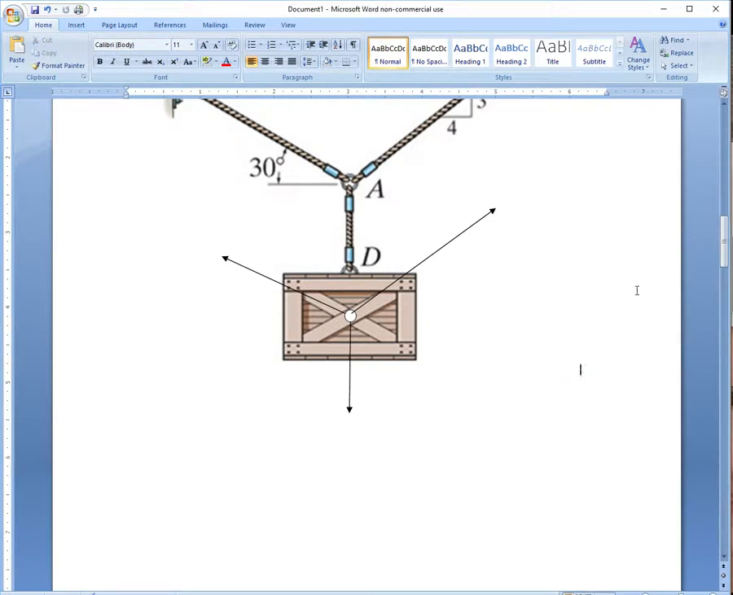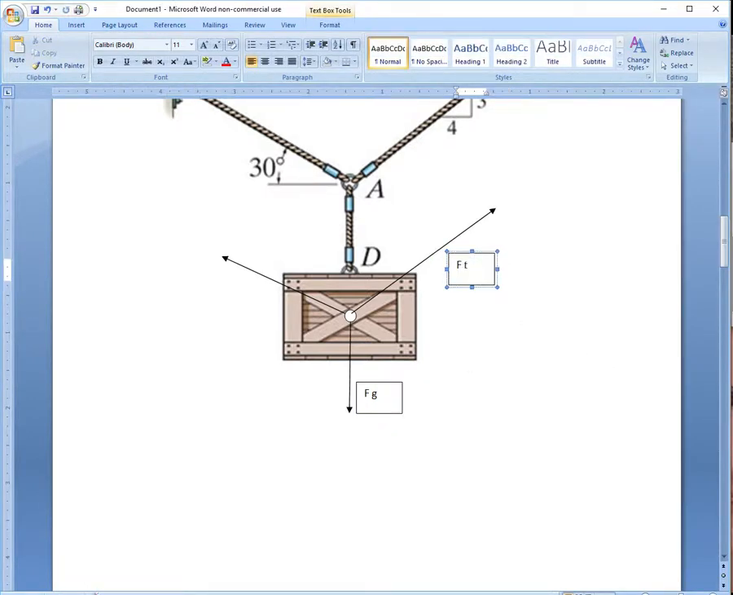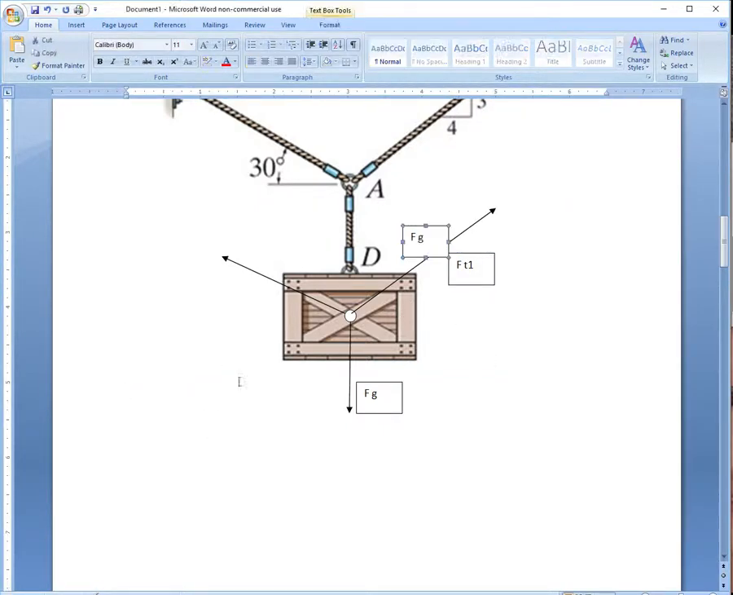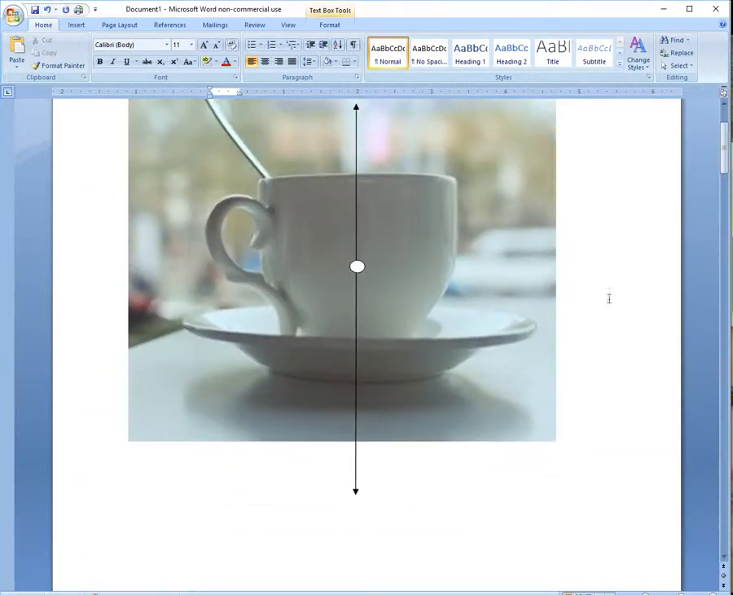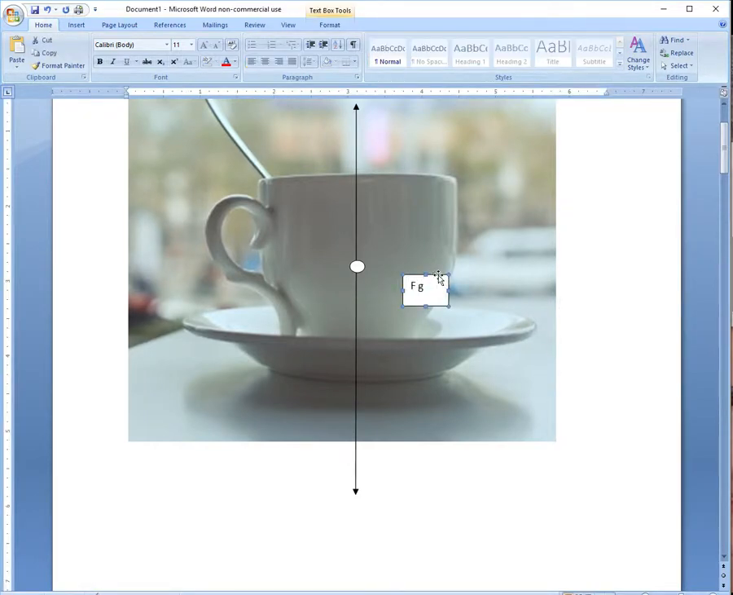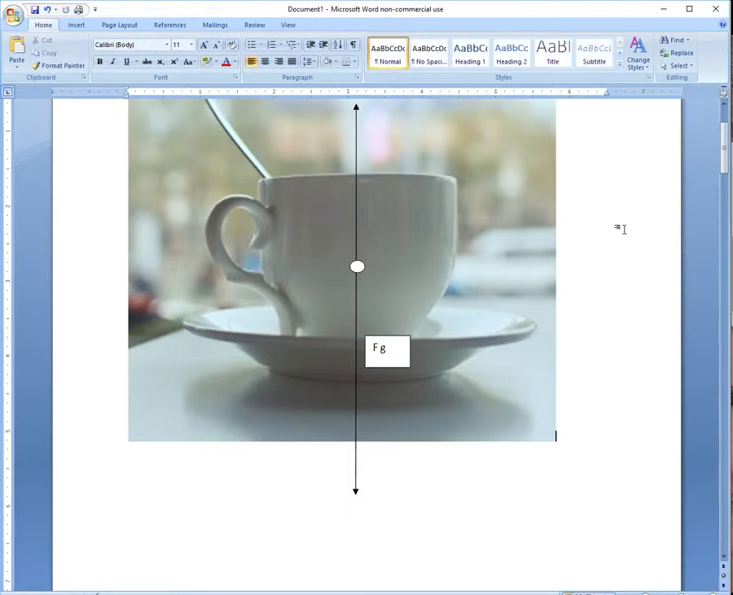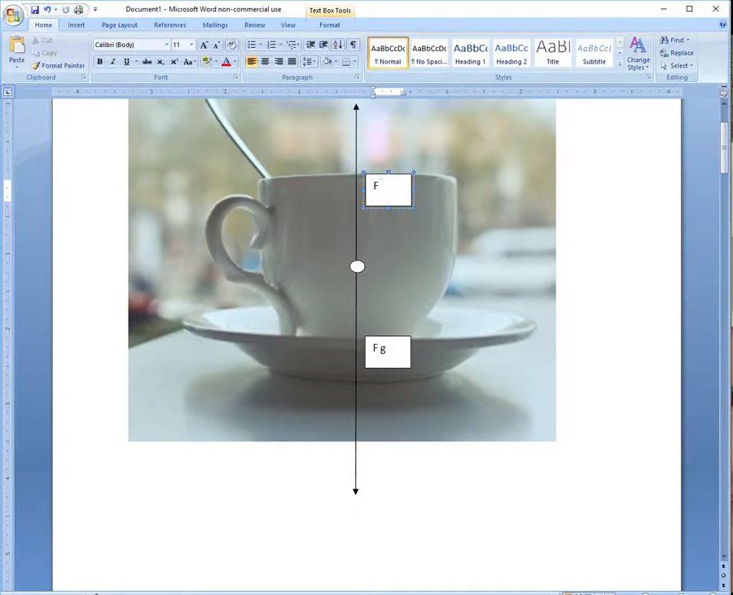So here we have force of gravity down here, and then this is force of tension, tension 1, and then this one would be tension 2. All right. And the coffee example only had two forces to deal with. We only had force of gravity pulling down on it, and then the normal force holding it up, right? Normal force holding it up and gravity pulling it down.